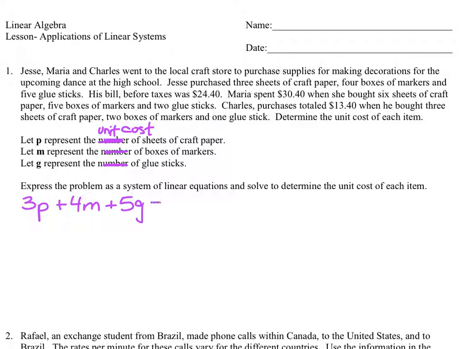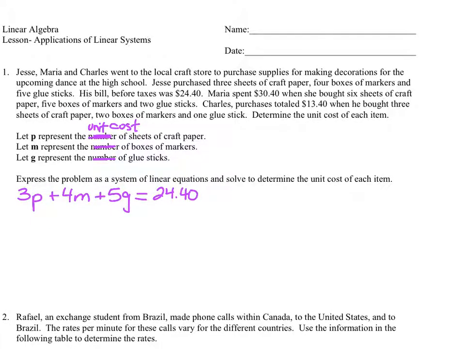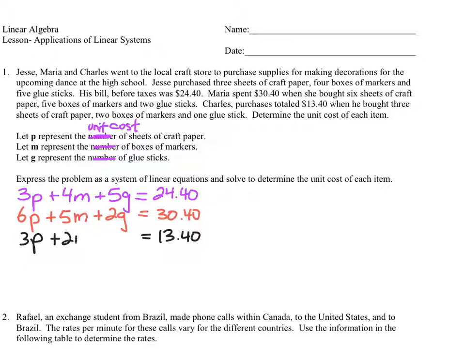So, bill before taxes was $24.40. Maria spent $30.40, so I'll just put that over here, when she bought 6P, 5M, and 2G. And Charles spent $13.40, bought 3P, 2M, and 1G.